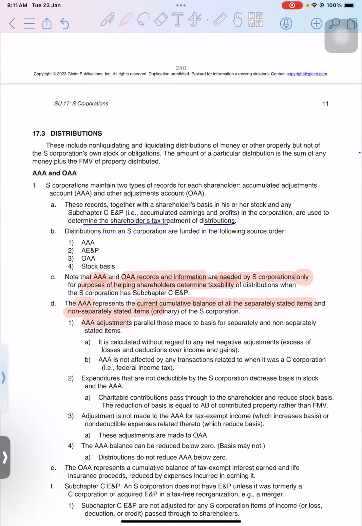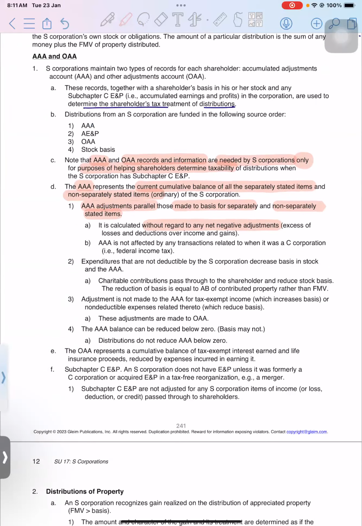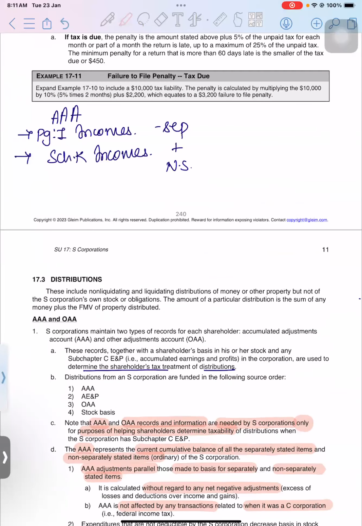So AAA adjustments parallel those made to the basis for separately and non-separately stated items. It is calculated without regard to any negative adjustment, excess of loss or deduction over income and gain. It doesn't matter whether it's going negative or not, but AAA is not affected by any transactions related to when it was a C corporation. Let's say in a previous year it was a C corp. Now in the current year it is becoming an S corp.